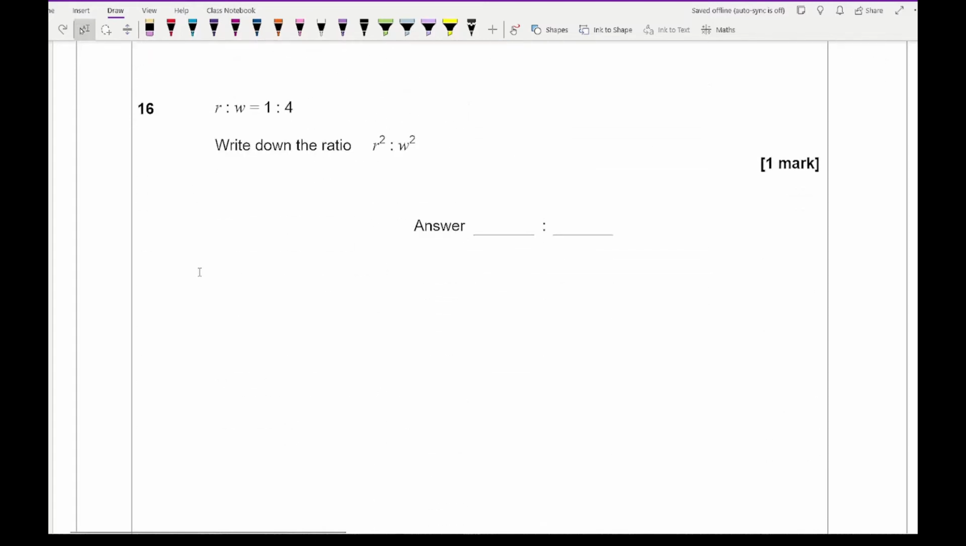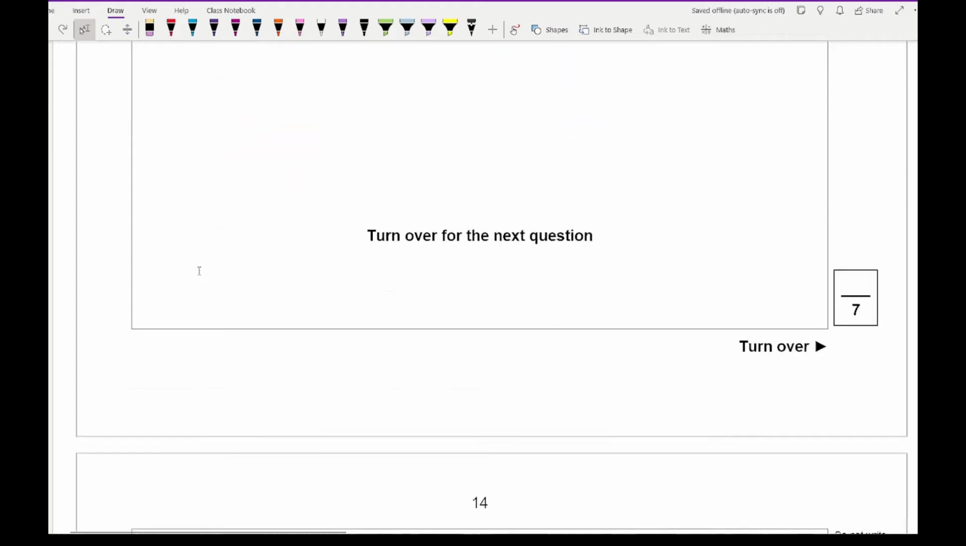Moving on to question 16, it says R to W is 1 to 4. Write down the ratio of R squared to W squared. Well, for this, all we need to do is just square both numbers. So here we've got 1 squared to 4 squared, which they would accept as an answer, or if you work that out, 1 squared is 1, 4 squared is 16, and that would be absolutely fine in terms of writing down your ratios. If you've included R and W in that, that's fine as well, but not necessary.